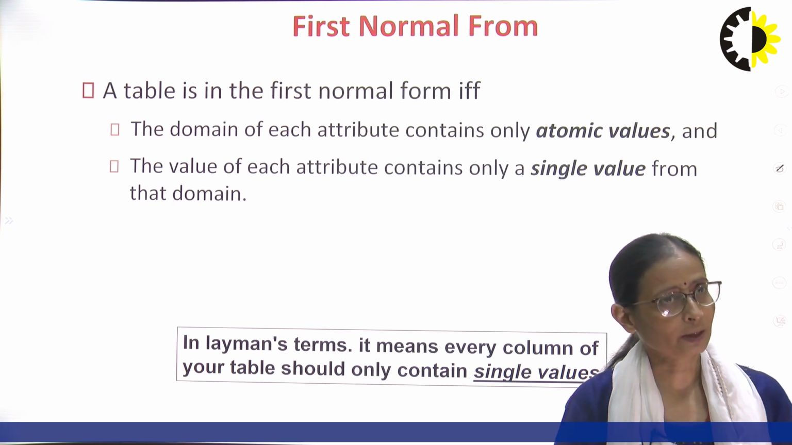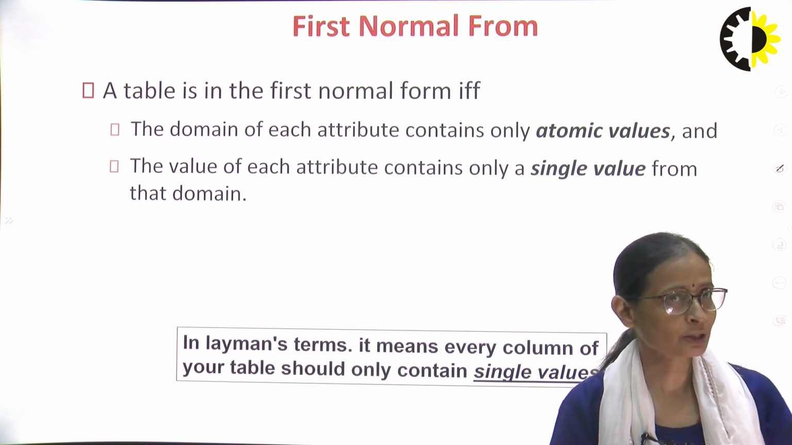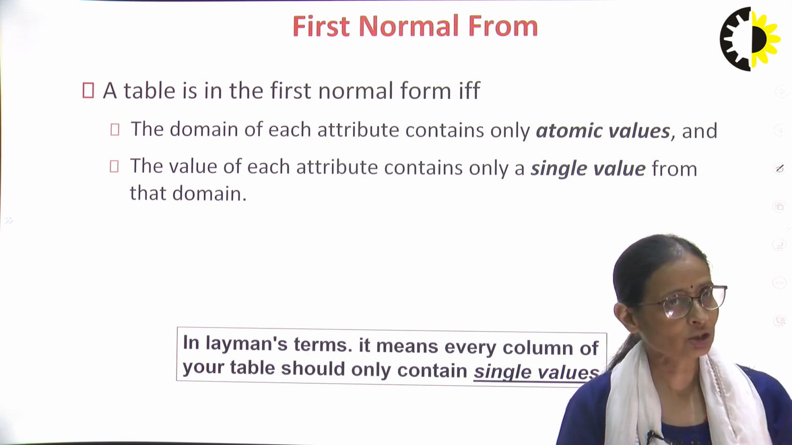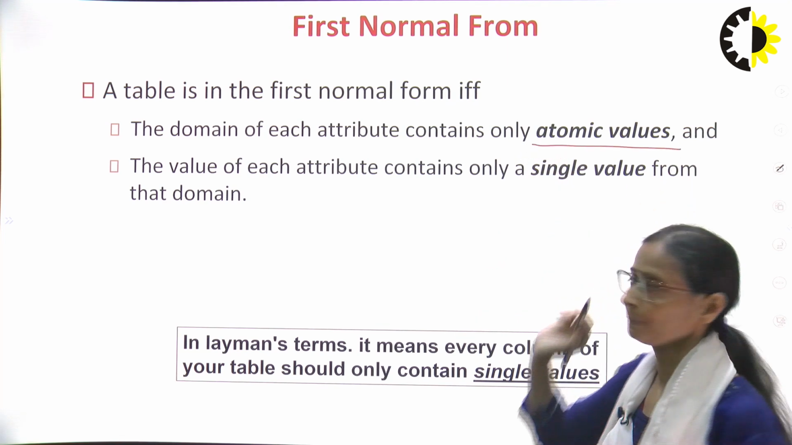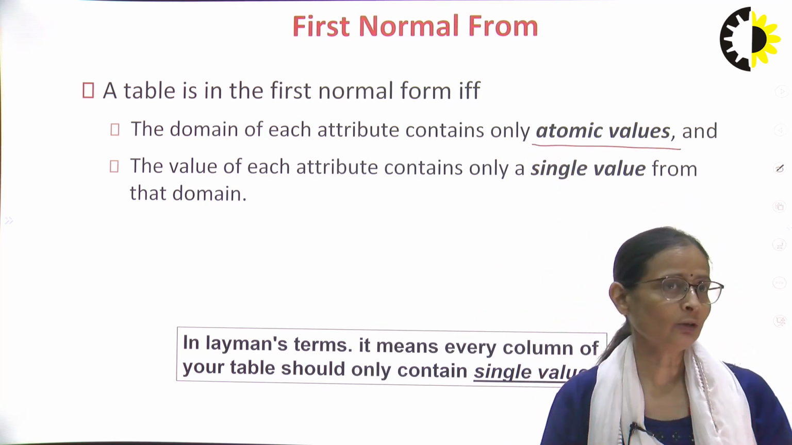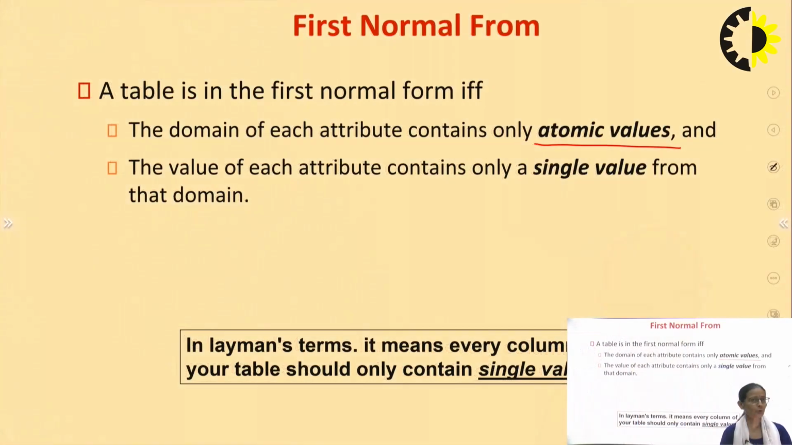We say a table is in 1NF, or the first normal form, if and only if the domain of each attribute contains only atomic values. The value of each attribute contains only a single value, that is, multi-valued attributes are not allowed in 1NF. In other terms, every column of your table should contain only single values.